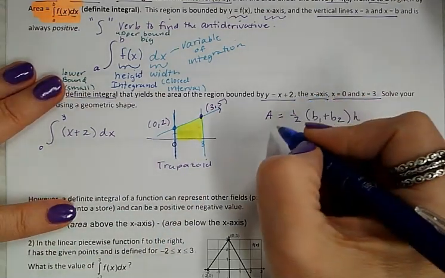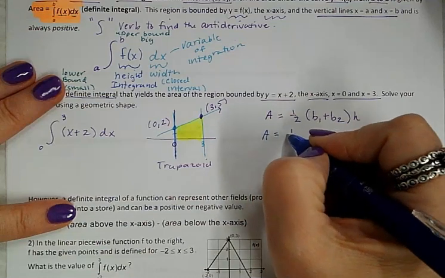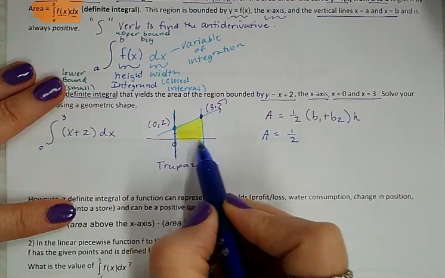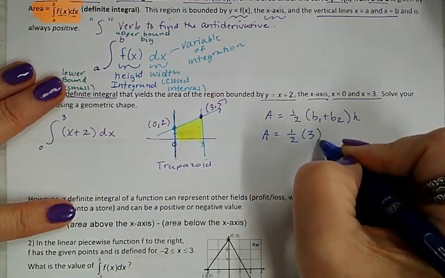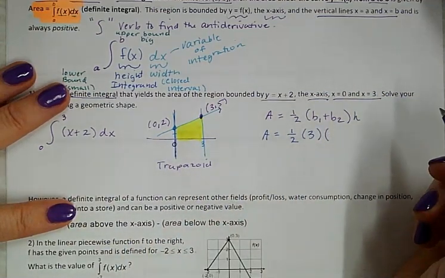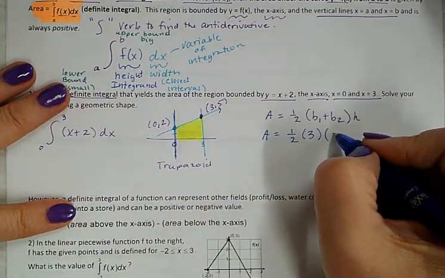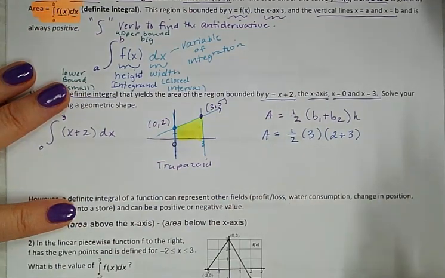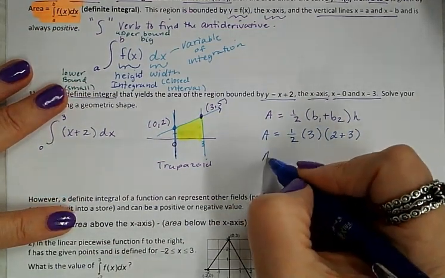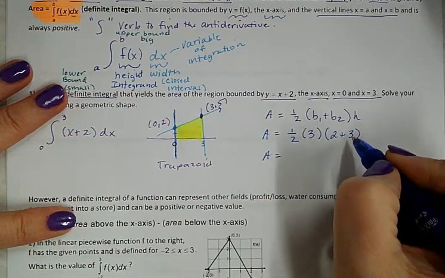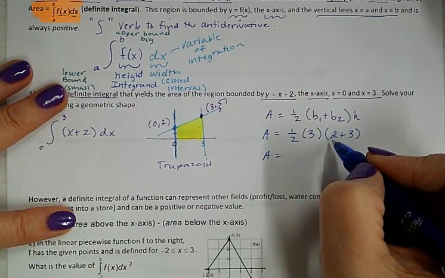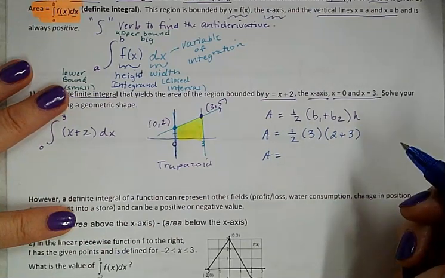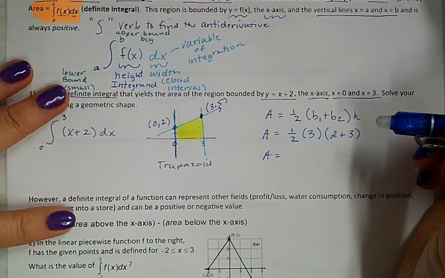So then we're going to say A equals 1/2. And I can figure out my height. My height is going to be from here to here, which is 3. And then I'm going to have my base 1, which is 2 units, plus my base 2, over here, which is 3 units. And so I can calculate the area, and that's going to be 3 plus 2, which is 5. And then 5 times 3 is going to be, let's see, you know what?